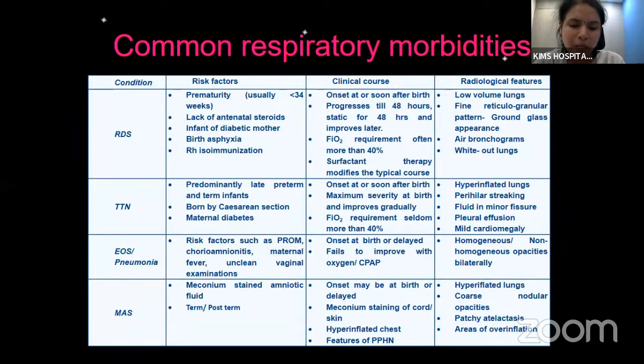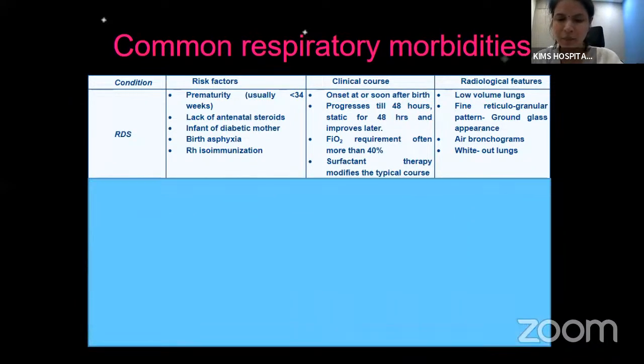Whereas when it comes to MAS, meconium aspiration syndrome, the risk factors are a baby who is born through meconium-stained amniotic fluid, either term or post-term, with onset of distress right at birth or delayed onset of distress, meconium staining of cord and skin, and the presence of a hyperinflated chest.